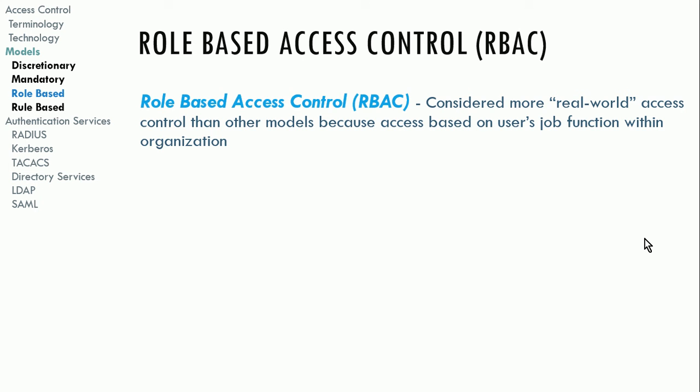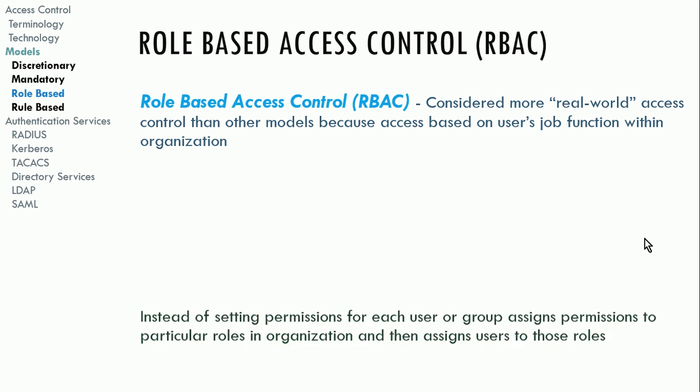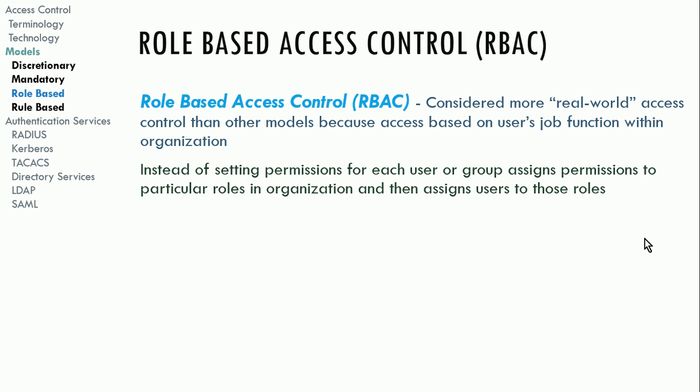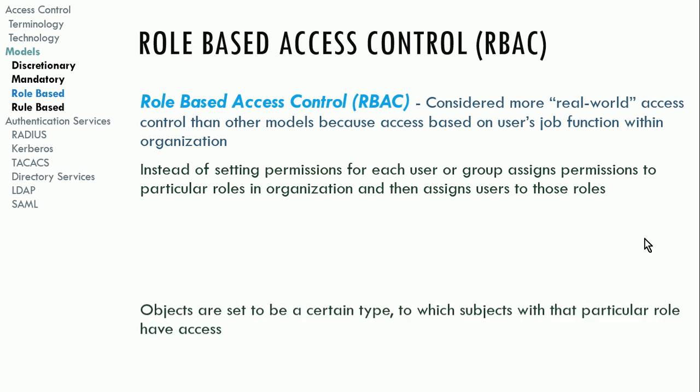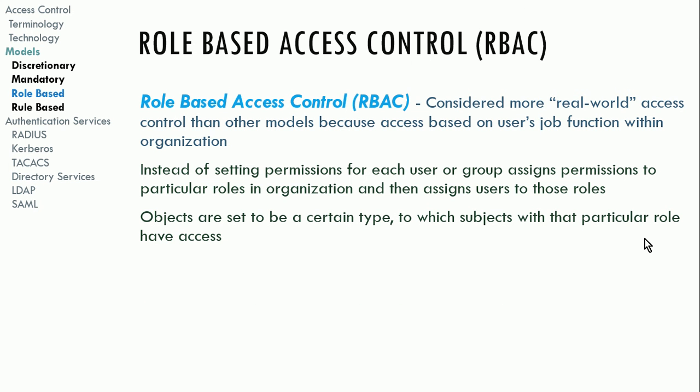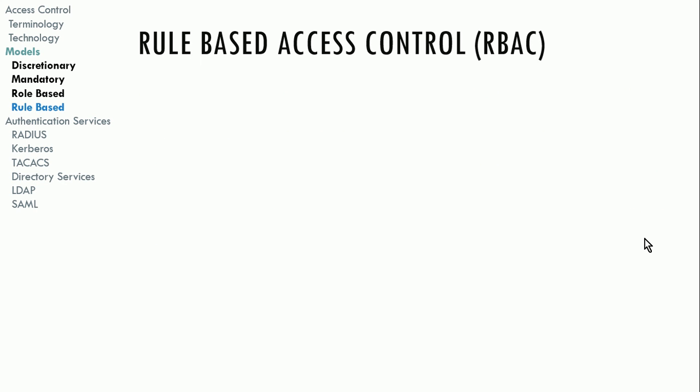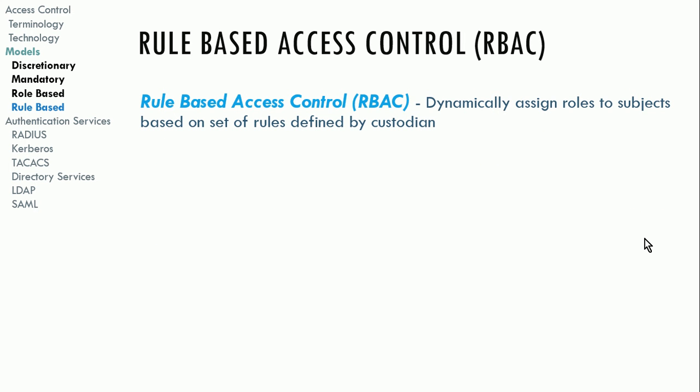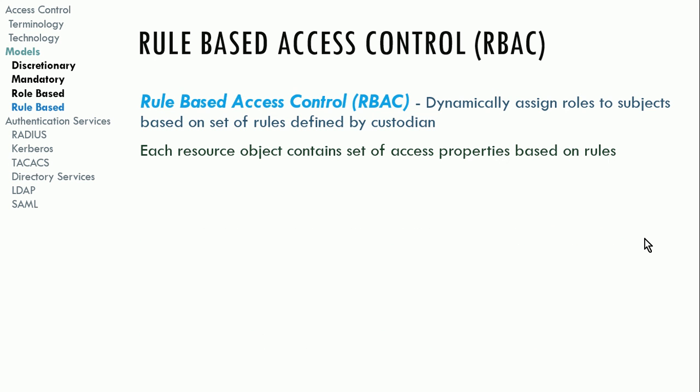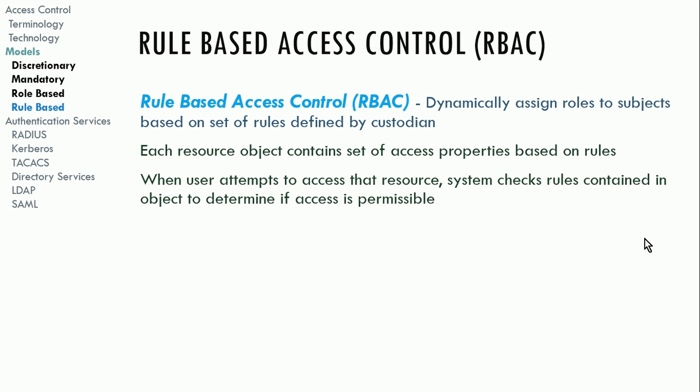So role-based access is kind of more of a real-world access control than the other models that we've talked about. It's based on a user's job function within the organization. So instead of setting permissions for each user or group, you assign permissions to particular roles within the organization and assign users to those roles. So objects are set to a certain type to which a subject with that particular role has access. And the other example is rule-based access, which dynamically assigns roles to subjects based on a set of rules defined by the custodian. So each resource object contains a set of access properties based on those rules. And those would be things like access control lists.